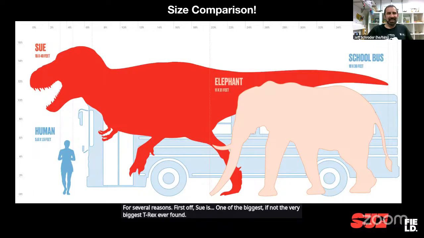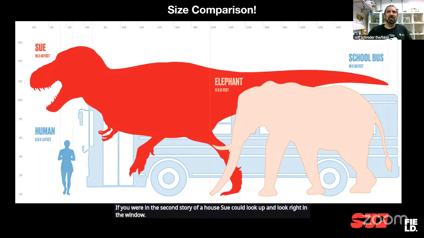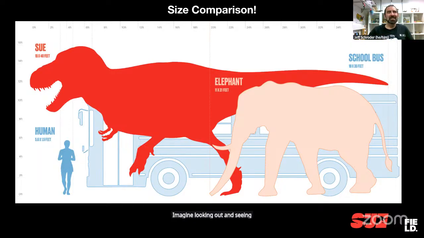And this is big. If you look here, you'll see that Sue is about 40 feet long. That's a little longer than your average school bus. Sue would be 13 feet tall at the big hips, and then probably close to 15 with the head in the air. If you were in the second story of a house, Sue could look up and look right in the window. Imagine looking out and seeing that looking back at you.